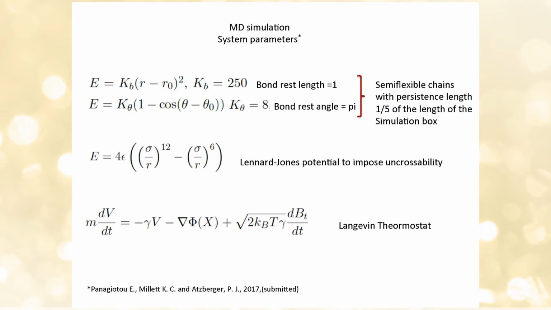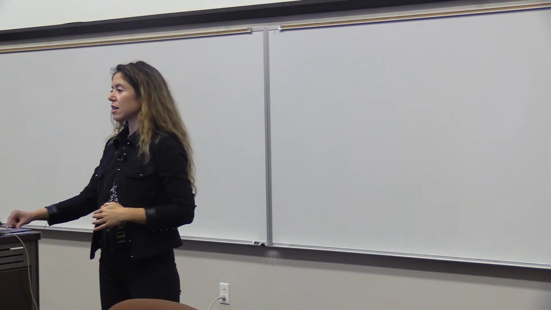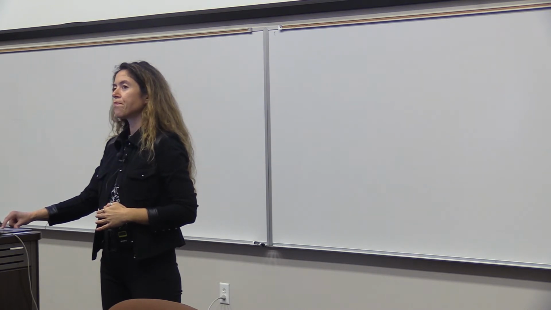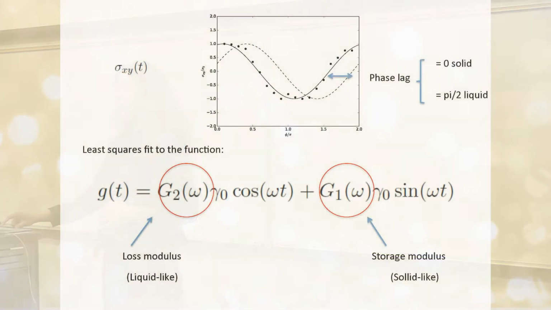So that means the following. We have our 3-dimensional box, and you keep one face fixed, and then the top face, you move in a sinusoidal manner. That means that the coordinate of this vertex changes following this sinusoidal function. And then we keep track of the stress. Of course we do this for different frequencies. We do it fast, and then we do it slower. We do it for 20 different frequencies.